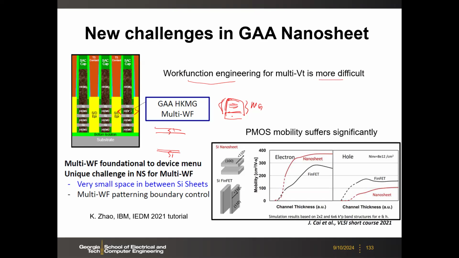The second challenge is, again, the PMOS. We just talked about this, right? PMOS mobility will degrade. The reason is that for the silicon nanosheet, because of silicon orientation, the channel direction is 110. This favors the electron mobility, but it will decrease the hole mobility. This is unlike FinFET, where along this direction it could be 110.